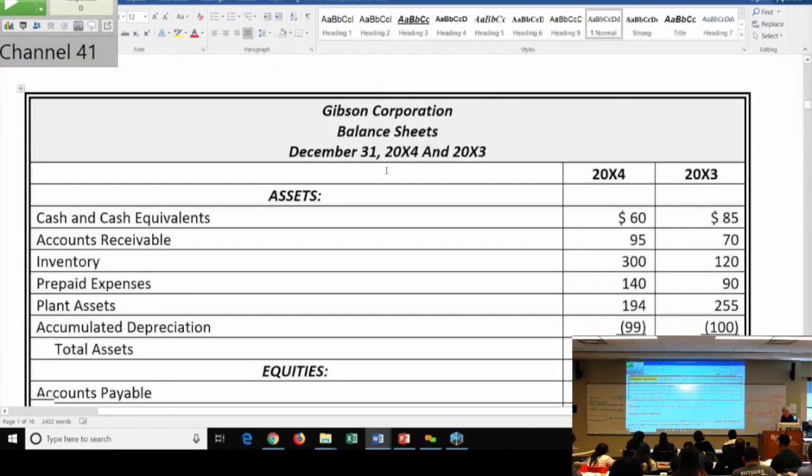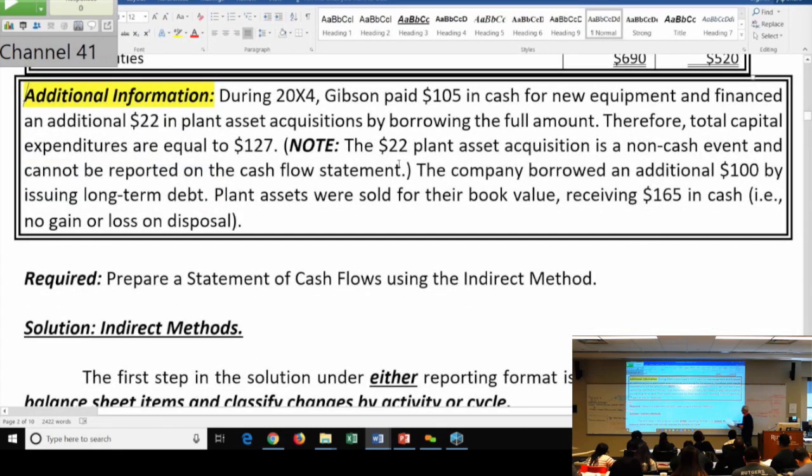Going back to the additional information, it says plant assets were sold for their book value, and you received 165 in cash. So if you sell an asset for book value, there's no what? Gain or loss. So there's no gain or loss, and that is consistent with what you saw on the income statement. There was no gain or loss. So also now the sale of PP&E, and that's going to be for 165.